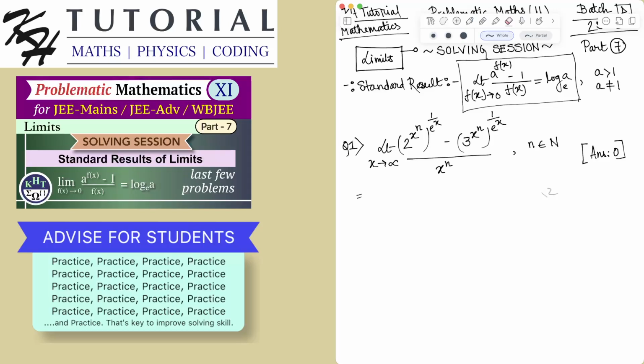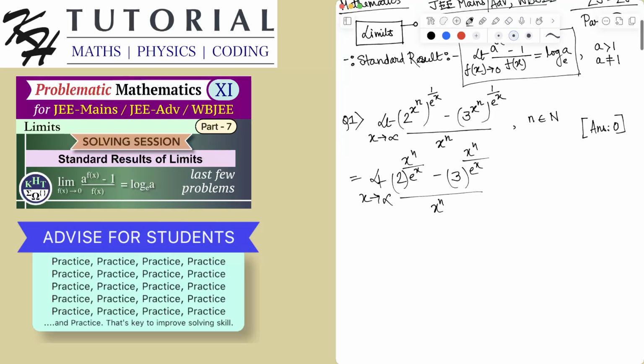We can simplify the power of 2 and 3. So it will be limit x tending to infinity. We can clearly simplify the power of 2 and 3, and it will be 2 to the power x to the power n divided by e to the power x minus 3. So power of 2 is x to the power n divided by e to the power x. Similarly, power of 3 is x to the power n divided by e to the power x, and we have divided by x to the power n. Okay, so n is a natural number given.